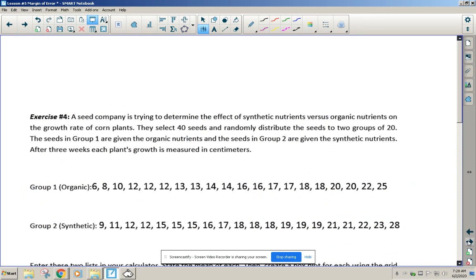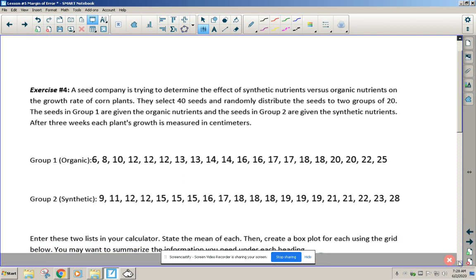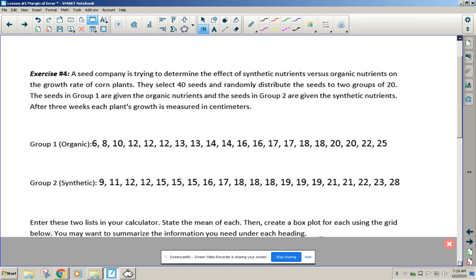Now here's an example where I would like you to stop the video and input group 1 in your list and find, as they're asking you for, the mean and the standard deviation. They're in order so you can see the minimum and the maximum. And I'd like you to then put in group 2 and find the mean and the standard deviation, and then turn the video back on.